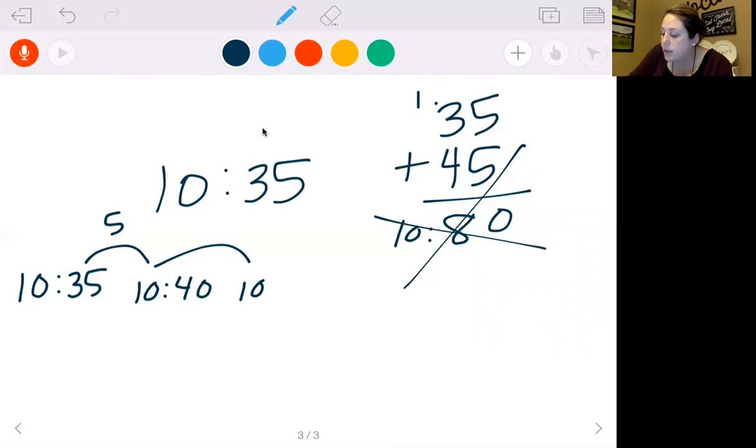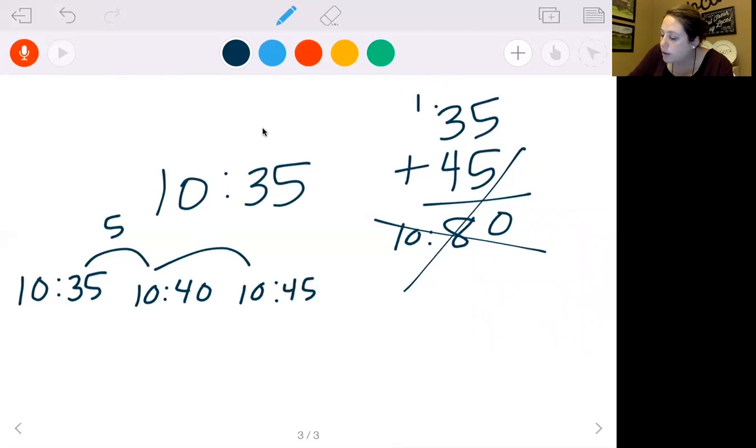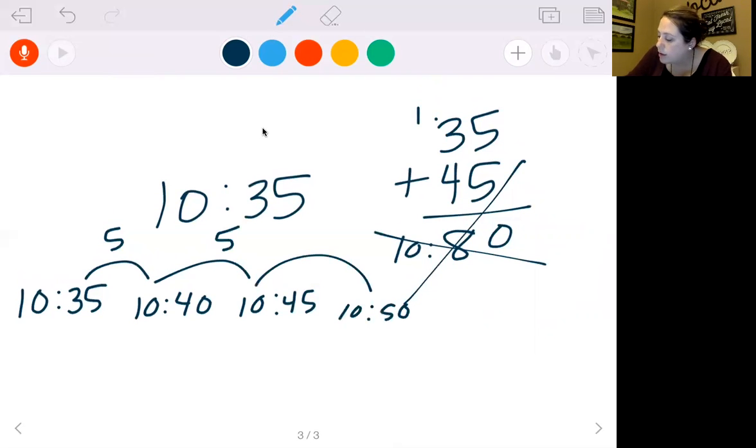10:40 to 10:45 is 5 more minutes. To 10:50 is 5 more minutes. 10:55 is 5 more minutes. 11 is 5 more minutes. Let's see how many minutes we have so far. 5, 10, 15, 20, 25. I got to get to 45.